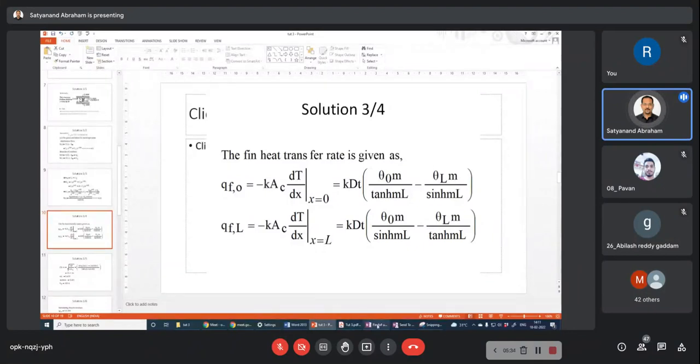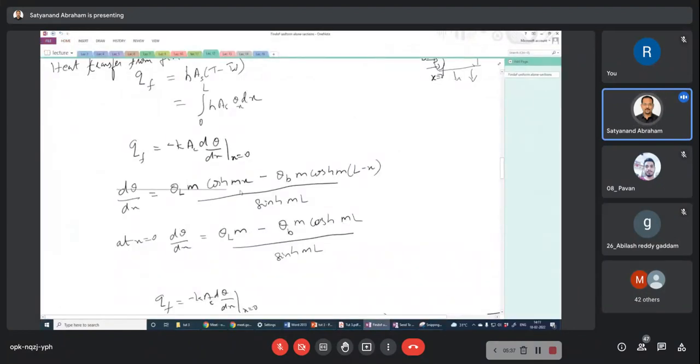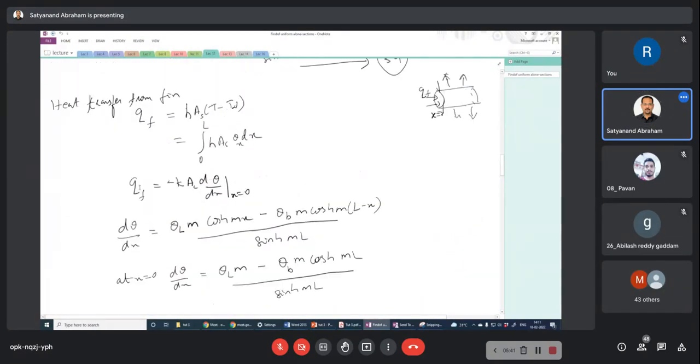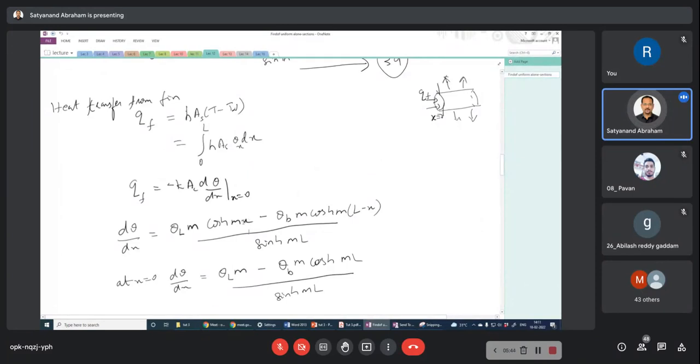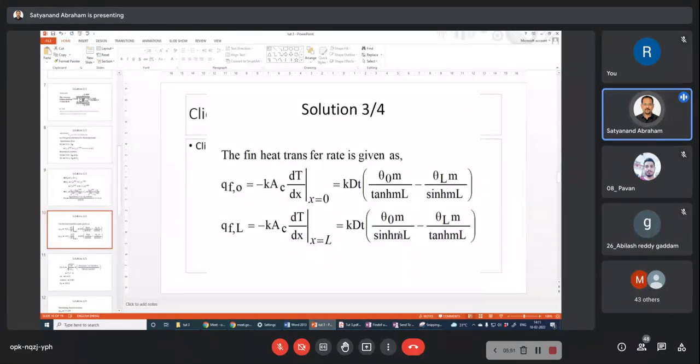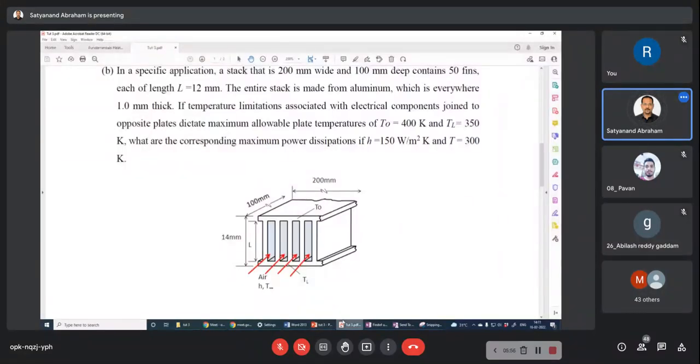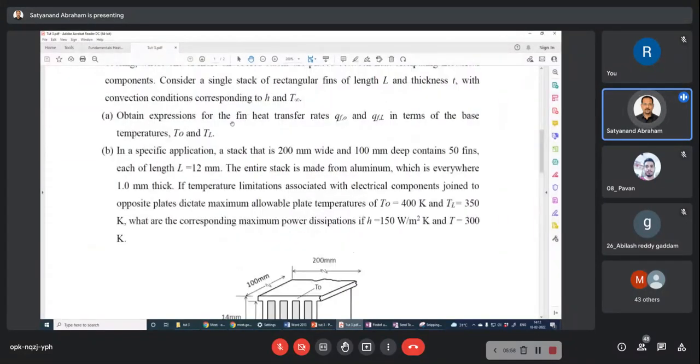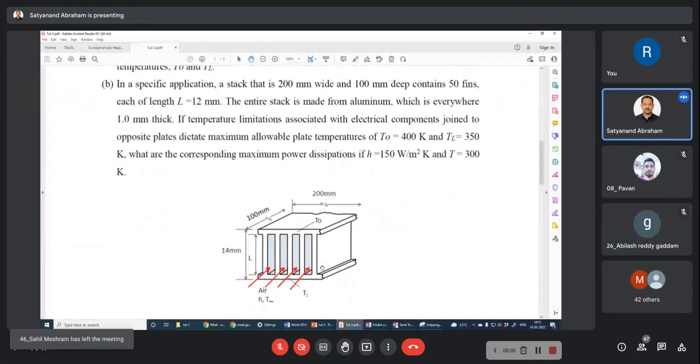Okay, during our discussion itself, we have found what dT/dx is. Into this, you have to put x equal to 0 or x equal to L. If you do that, then you get the heat transfer from both the ends. So obtain the expression for the fin heat transfer rates QF0 and QFL in terms of base temperatures T0 and TL. Okay, so that concludes the first part.